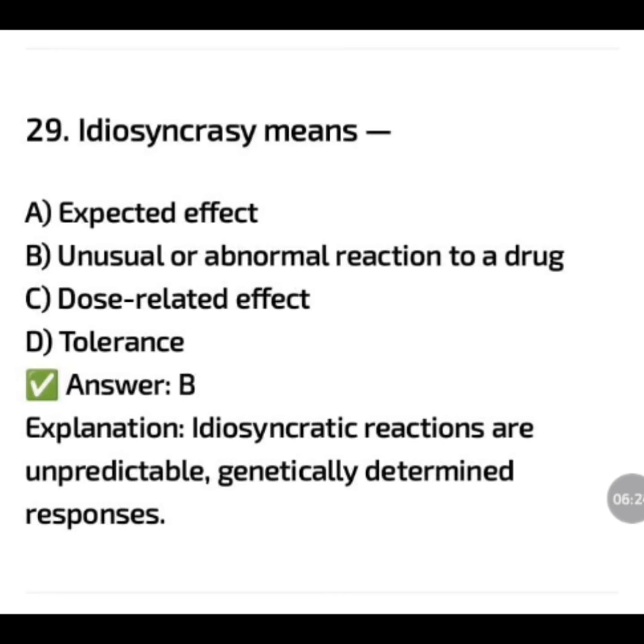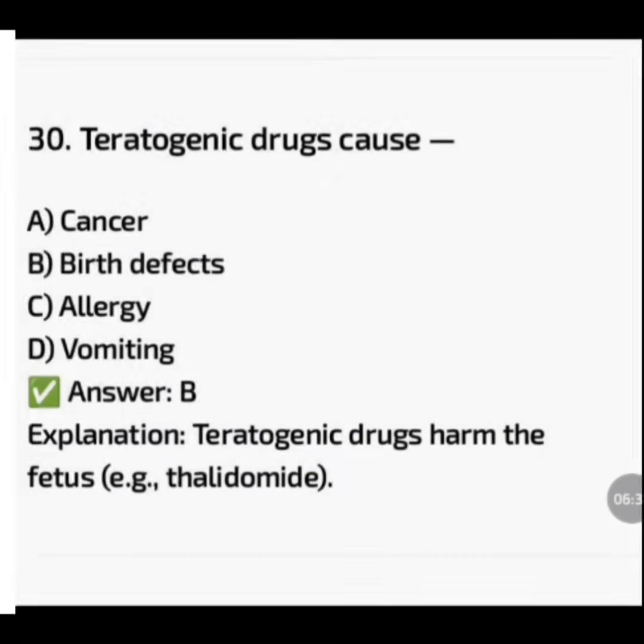Idiosyncrasy means expected effect, unusual or abnormal reaction to a drug, dose related effect, tolerance. The correct answer is option B, unusual or abnormal reaction to the drug. Idiosyncratic reactions are unpredictable, genetically determined responses.